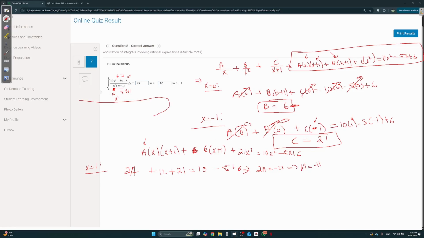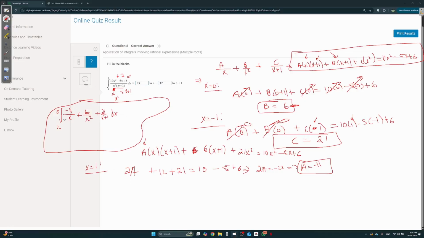I'm just going to write the partial fraction over here. Found our values for a, b, and c. So over here, a we know is now negative 11. So it's going to be the integral from 2 until 3 of negative 11 over x, plus b, which is 6, so 6 over x squared, plus c over x plus 1, so 21 over x plus 1 dx.